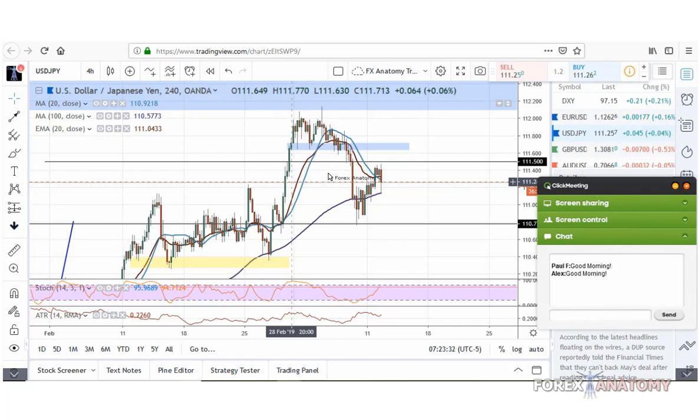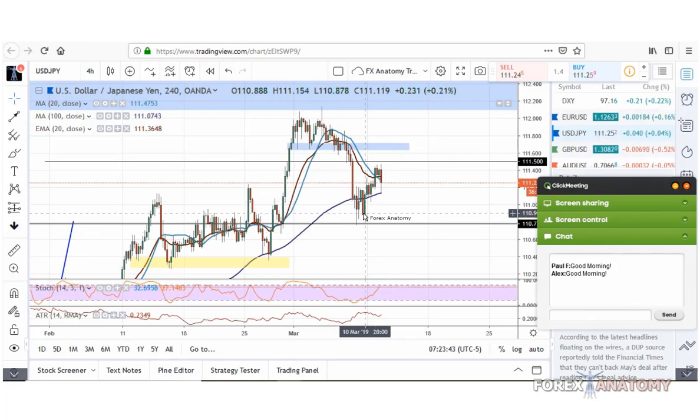Price slid lower and encountered this zone of support right around here. Now, for our premium members, they had access to a trading opportunity where, of course, it would have hit the target. They made money off of this trade if they took advantage of that particular trade.